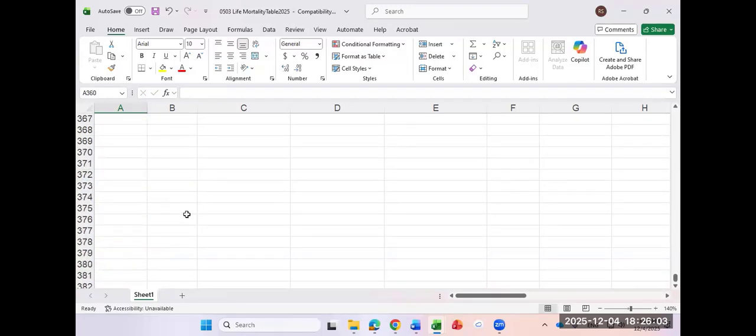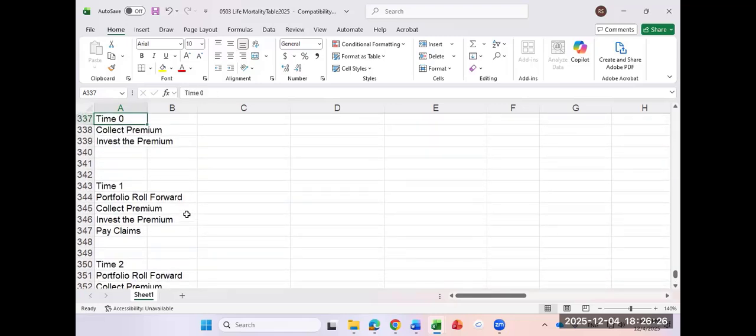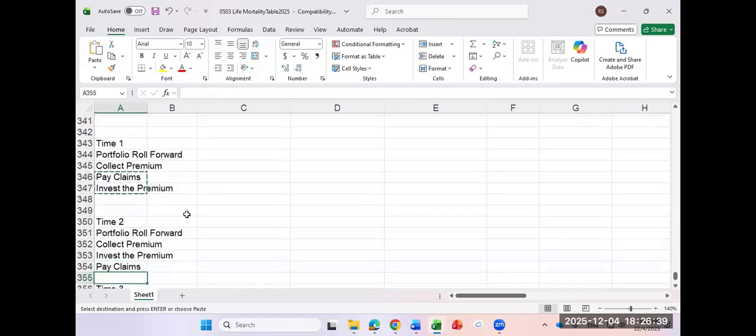Time 1, what do you do? Collect the premium and invest, all right? Time 2 comes across, you have 4 things to do. The first thing is portfolio matures, very good. Then you collect the premium, invest. Actually, you should probably switch those last 2, but let me do that. Good catch. Because you're probably going to pay the claims and then invest the portfolio, right? Because you're going to invest the net. So we should switch those last 2, sorry.